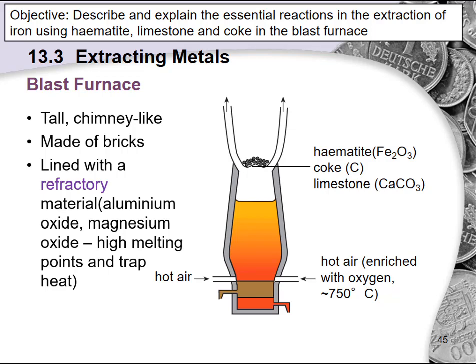Now you can see that from the top, hematite, which is iron 3 oxide, Fe2O3. Hematite is not a pure substance. It's not a compound itself, but an ore. Ore consists of iron 3 oxide and rocks and sands and so on.